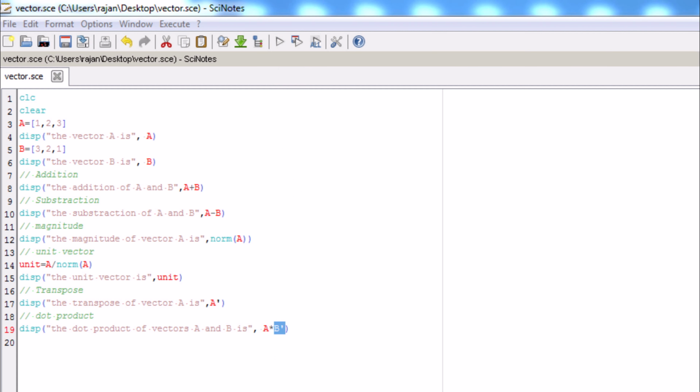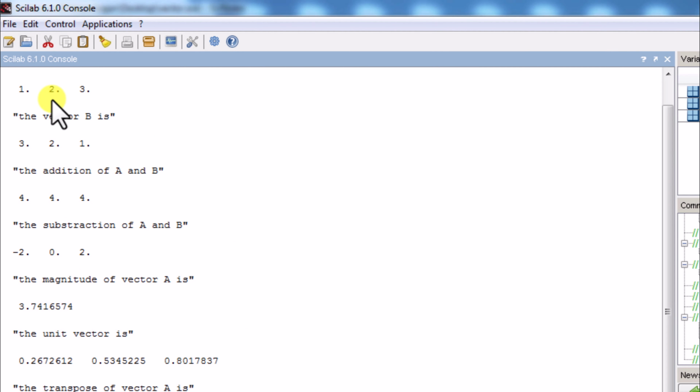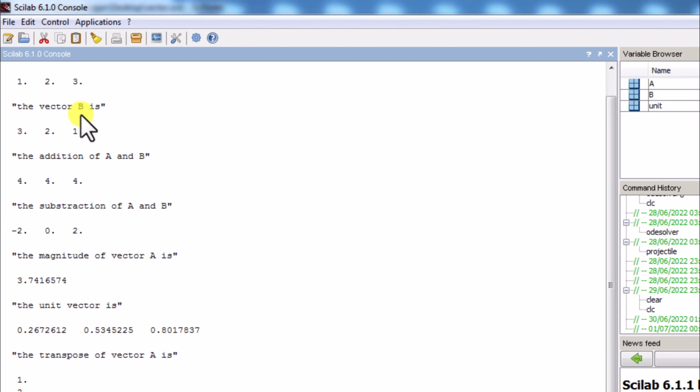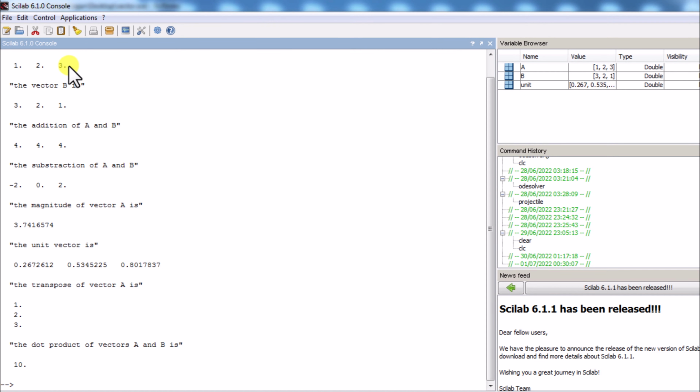What is the dot product? So we have two vectors, 1 2 3 and 3 2 1. Then the dot product will be 3 4 3. Okay, so 3 is here, 4 is here, 3 is here. So 3 plus 4 plus 3, that means 10. So this is what I am getting. The dot product of vectors A and B is 10.